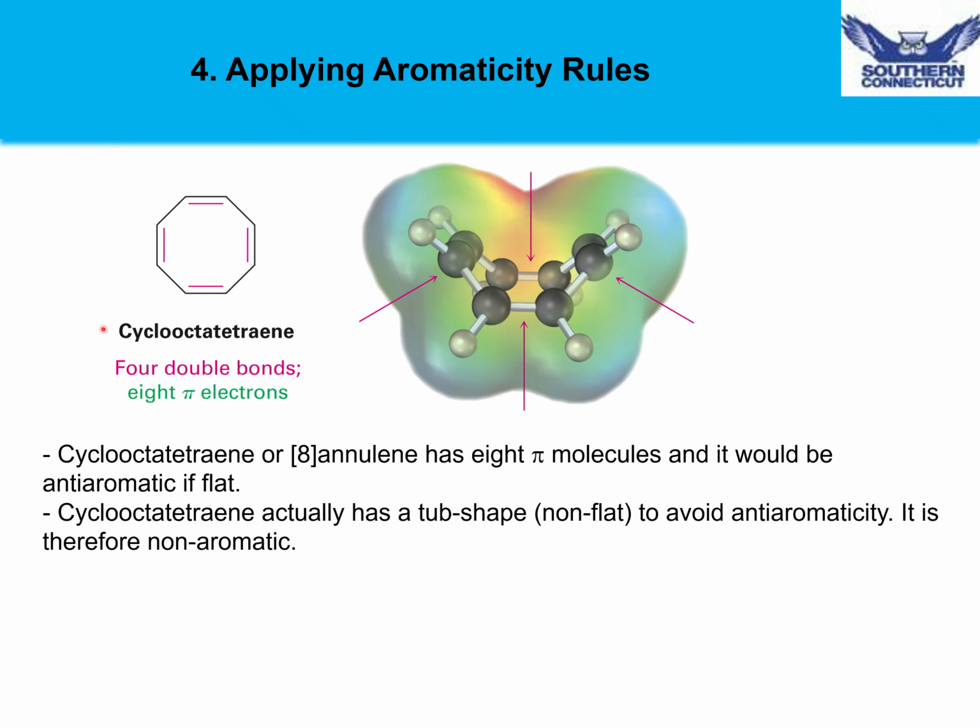Cyclooctatetraene, which is shown here, is a compound that has an sp2 carbon at every atom in the ring because of the double bonds. That means there's a p orbital at every atom. The molecule has 4 double bonds, so as a result, it has 8 pi electrons. So based on the rules of aromaticity, this compound would be predicted to be anti-aromatic.